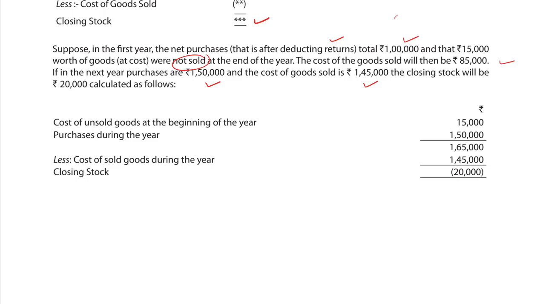If in the next year purchases are 1,50,000 and cost of goods sold is 1,45,000, the closing stock will be 20,000 as calculated. 15,000 of the closing stock relates to last year and 5,000 to the new one. Cost of unsold goods at the beginning of the year 15,000 plus purchases 1,50,000 less cost of goods sold during the year 1,45,000. So closing stock consists of 20,000.